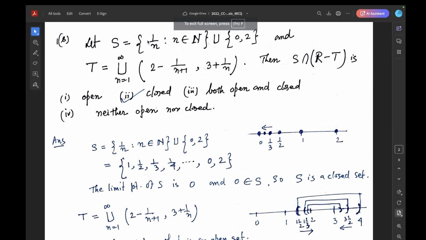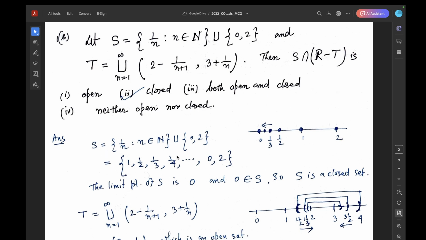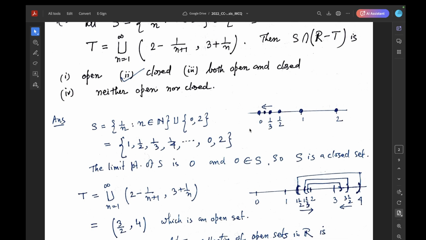Now the set S is this, 1 by n type elements. For n equal to 1 we get 1, then 1 by 2, 1 by 3, 1 by 4 and so on, approaching 0. And this is the union of the set {0, 2}. So 0 is a member of S and 2 is also a member of S. So the limit point of S is 0, and 0 belongs to the set S. So S is a closed set.